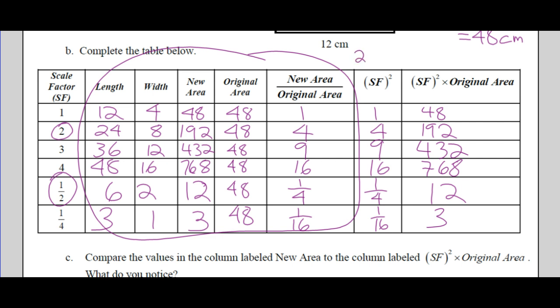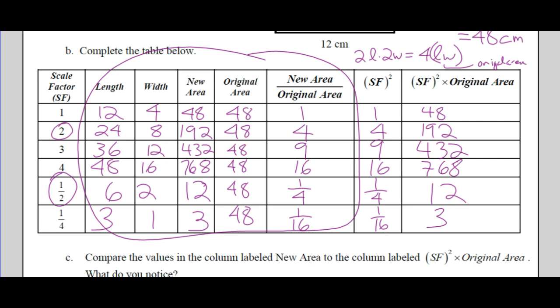Okay, so if you think about that, I've got 2L times 2W, which is what? 4LW. But LW is the original area, right? Original area. So because you double this and double this, that's why you're getting the square of the scale factor, right? This is times 2, this is times 2. 2 times 2 is 4.